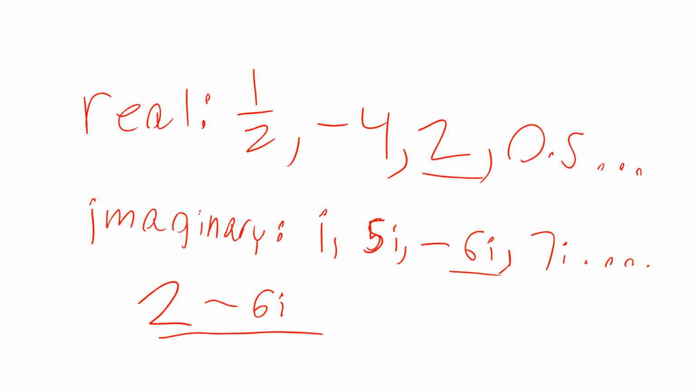We can't really simplify this. Like if someone gives us a plus b, we can't simplify it. It just won't work out. And the same thing is with this. 2 minus 6i, we can't simplify this any further. It's just 2 minus 6i. That's how we say it.